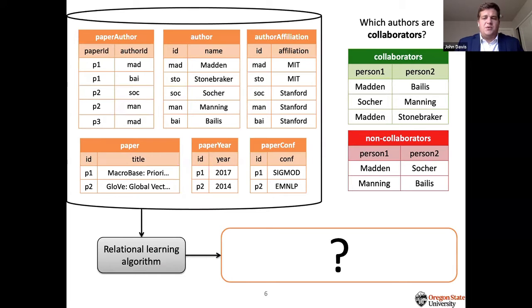For the rest of the presentation, we'll use a simple example to describe relational learning. Our example moving forward will be a toy data set about papers and their authors. There are 6 tables that each have information about a specific paper or a specific author that's written a paper. We want to learn a relationship between the authors on whether or not they've collaborated in the past, based on information we can find in the database. With the examples we have, we can see that Madden and Bayliss have in fact collaborated with each other, whereas Madden and Socher have not.